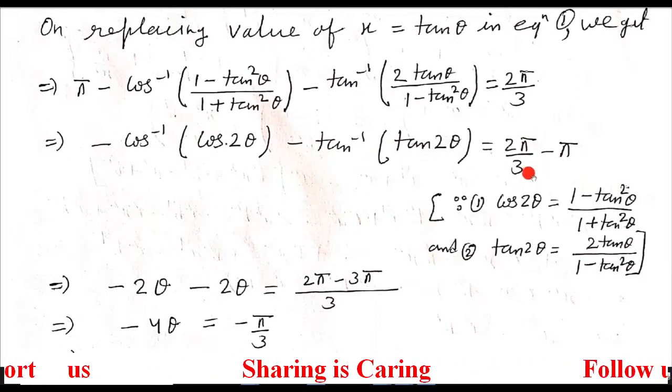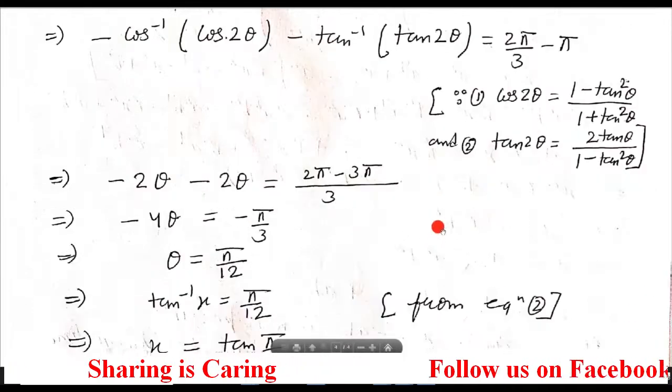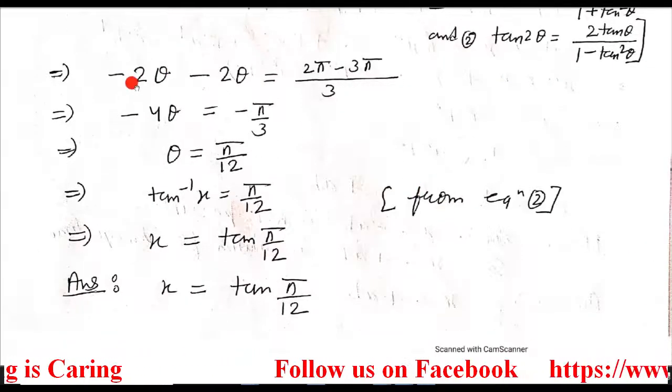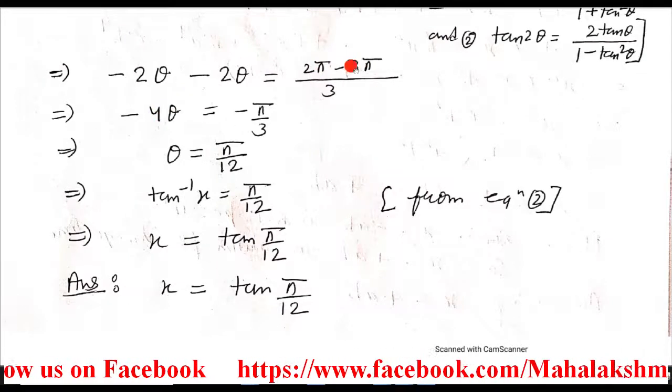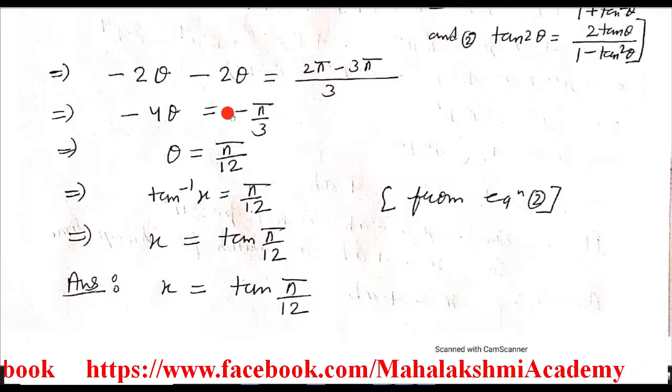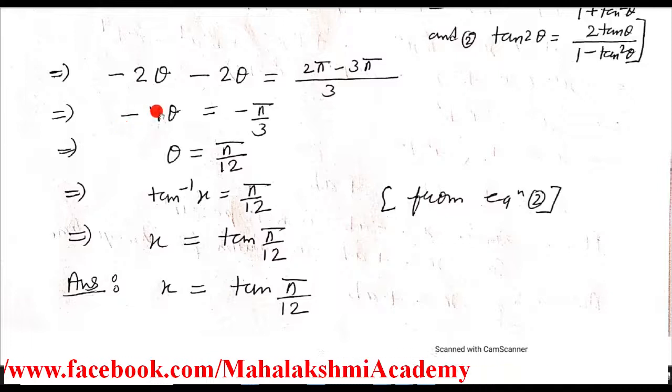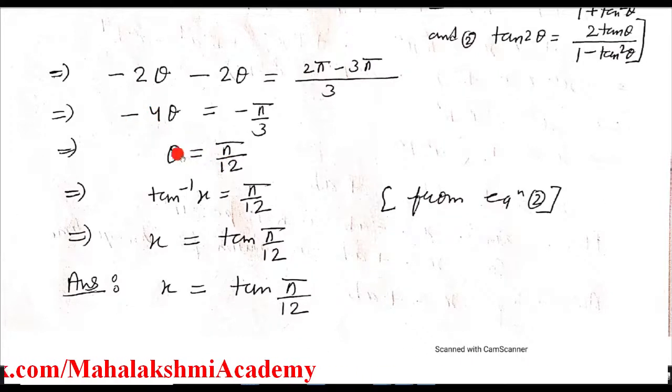here we'll take the LCM. So the LCM gave us this step. Now minus 2 theta is minus 4 theta. After subtraction we got minus pi, minus cancelled by minus, 4 is in multiply, so it will go in divide. So we got theta is equal to pi upon 12.